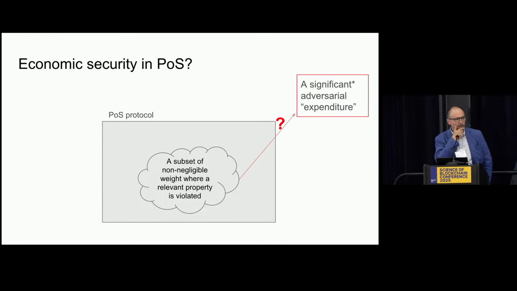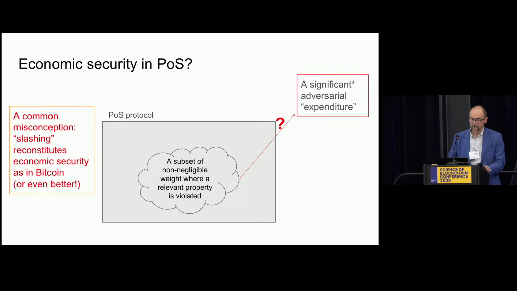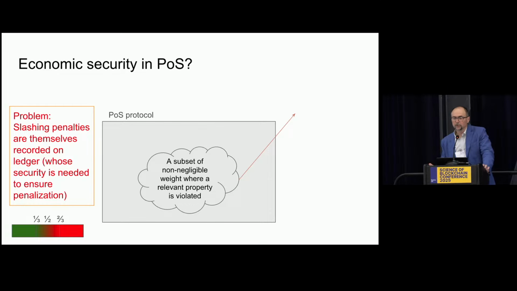So with this preamble, let's come to proof of stake. What can we say about economic security in this setting? Is it the case we can get a significant adversarial expenditure in the case of an attack? First, a common misconception is that techniques like slashing can reconstitute economic security in the same way as Bitcoin, or even better in some cases. This is not true.